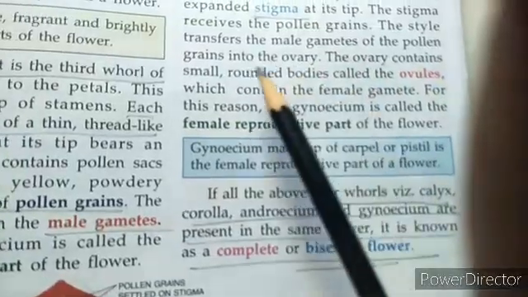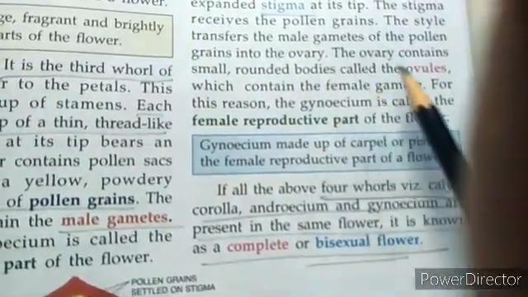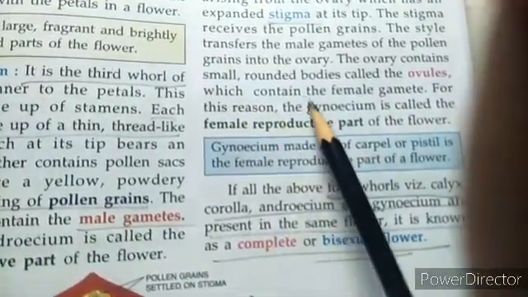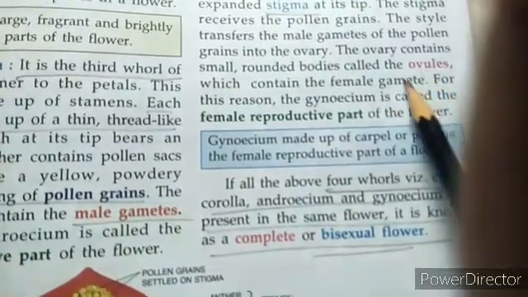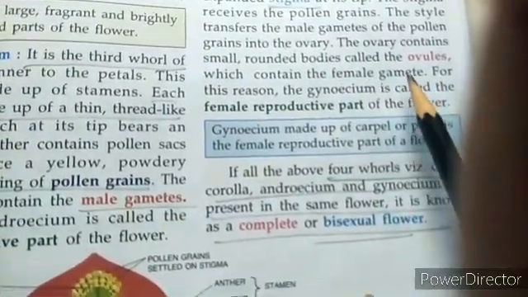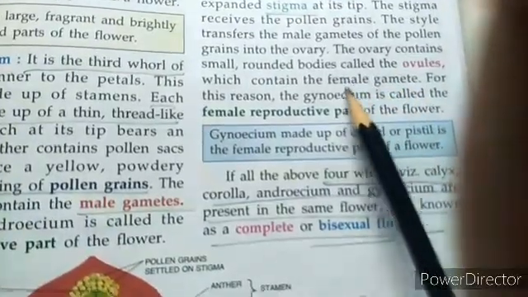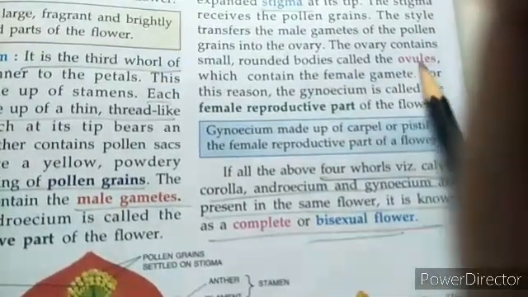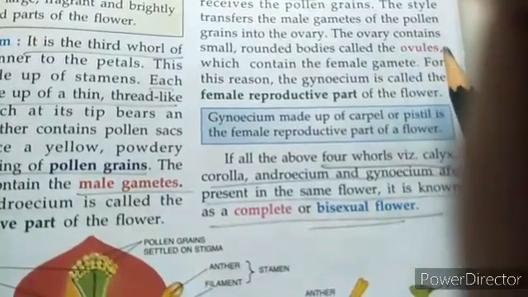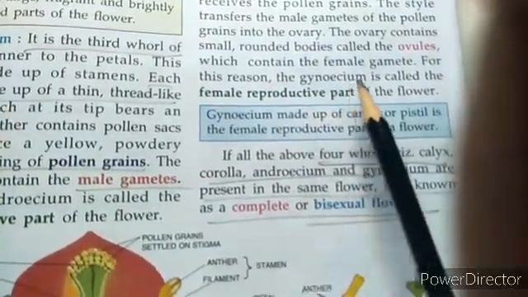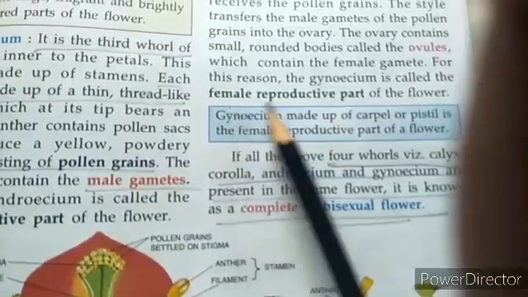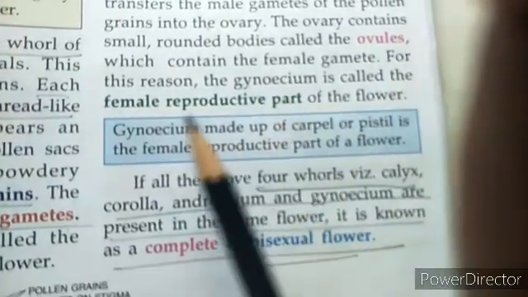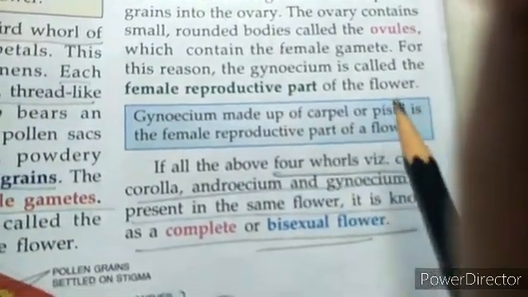The ovary contains small rounded bodies called the ovules. So the ovary contains ovules which contain the female gametes. The half reproductive cells, female cells, are known as female gametes, also known as ovules, and are found in the ovary. For this reason, the gynoecium is called the female reproductive part of the flower. So we know now that the gynoecium is known as the female reproductive part of the flower.